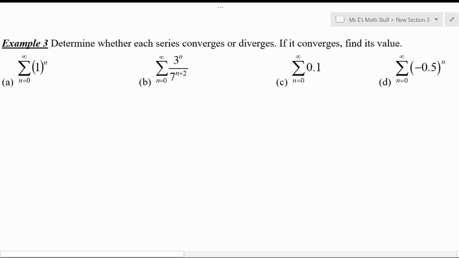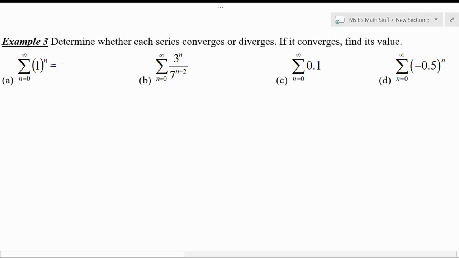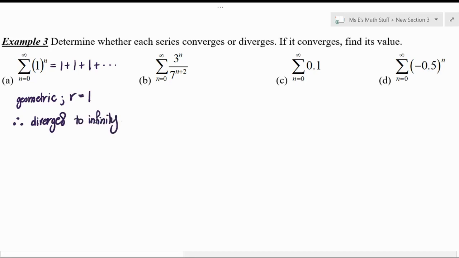All right, for part A, if you can just look at it and know what to do with it, then great. I'll go ahead and show the if in doubt, expand it out version. So plugging 0 in for n would give us 1, plugging 1 in for n gives us 1, and so on. For this one, you could have two arguments. You could say that it is geometric with a common ratio that is equal to 1, and therefore it diverges. And not only does it diverge, but when you expand it out, you can tell it diverges to infinity. That's one explanation that you could give for part A.